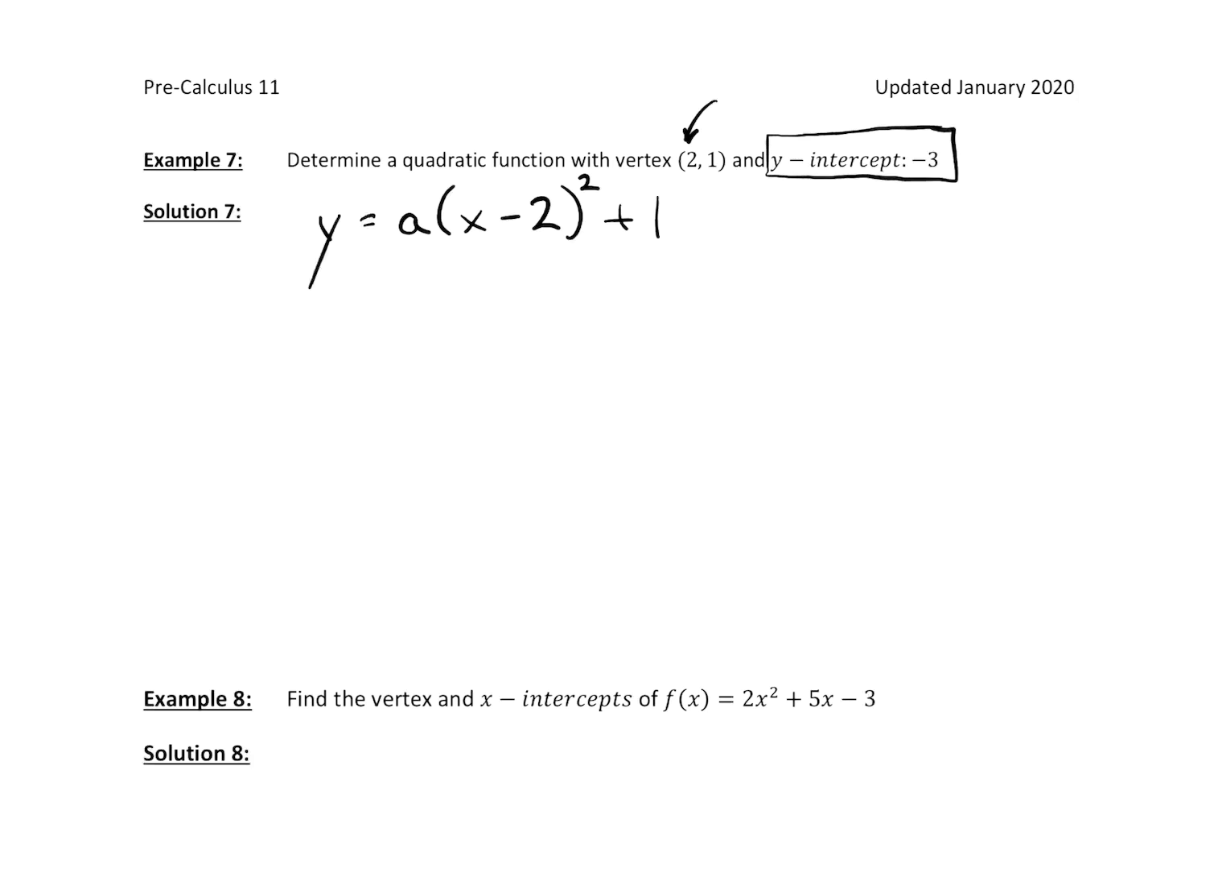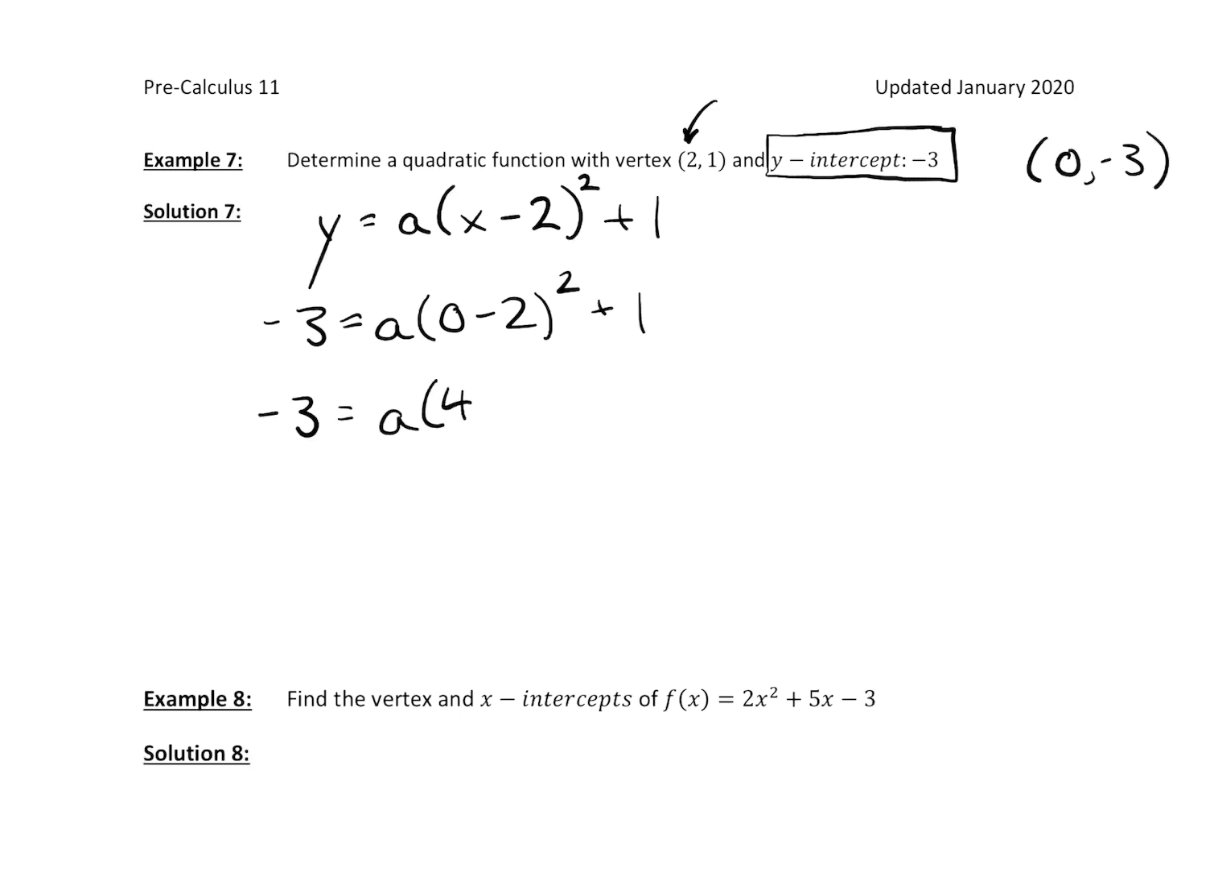What you need to put together is your y-intercept has what for an x value? 0. So you have a point. Plug that point into your equation. So when y is equal to negative 3, x is equal to 0. You get negative 3 equals a times 4 plus 1. Subtract 1 from both sides. Negative 4 equals 4a. a equals negative 1. We can now write our equation. y equals negative, and then everything else we already had.